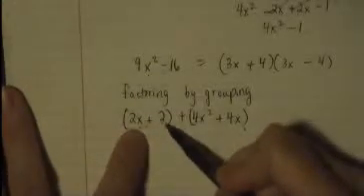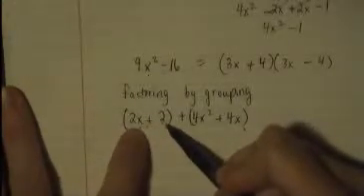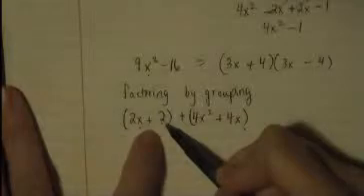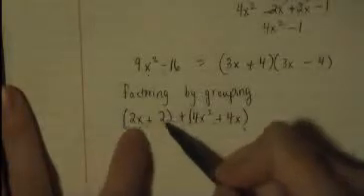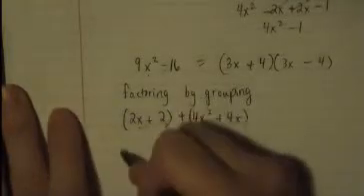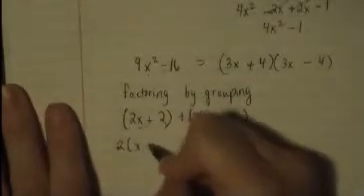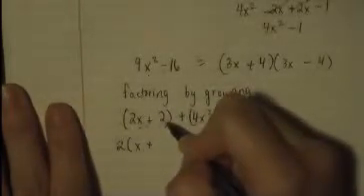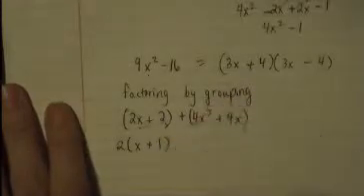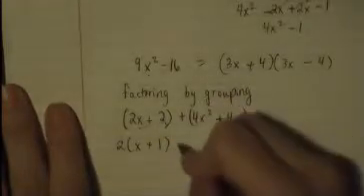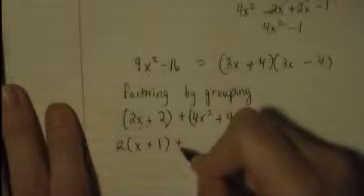Okay, so here I have 2x plus 2. What's the greatest common factor that I would factor out? They're both divisible by 2, so I'm going to bring the 2 out front. Well, 2x divided by 2 leaves you an x. 2 divided by 2, anything divided by itself is 1. We carry the plus down.